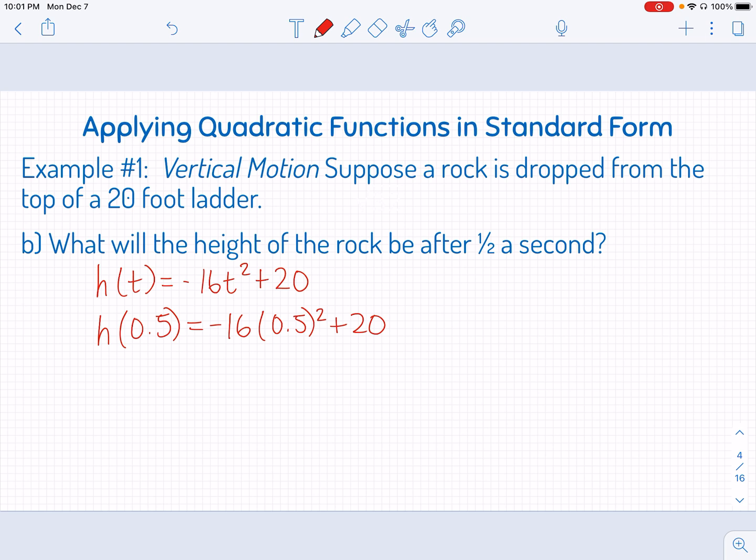This is one of the first times this year I'd say go for using your calculator. So when I type this in the calculator, I type it in exactly as I see it. Negative 16 parentheses 0.5 parentheses squared plus 20. Type it in exactly as you see it in the calculator and you'll get an accurate answer out. And this comes out to exactly 16 feet. This is a nice clean one. More often than not, they're going to have decimals in them.